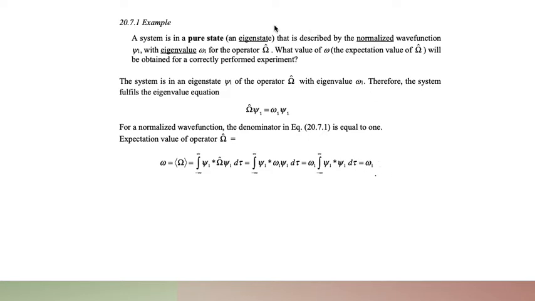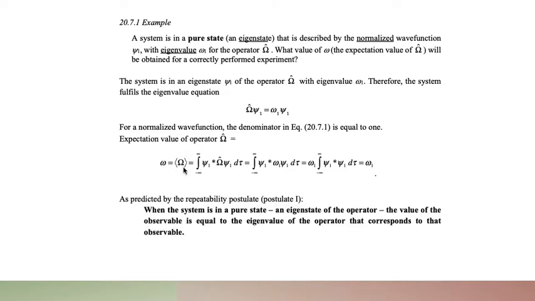When we prepare a system in an eigenstate of the operator, the eigenvalue is equal to the expectation value. All right, that's just what postulate 1 predicted. When the system is in a pure state, the value of the observable is equal to the eigenvalue of the operator that corresponds to that observable. That's the one and only one value we get.